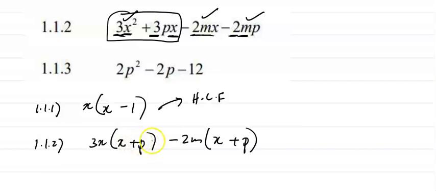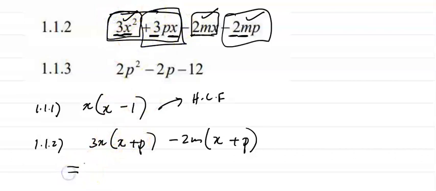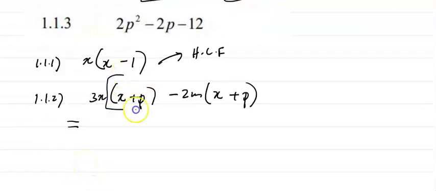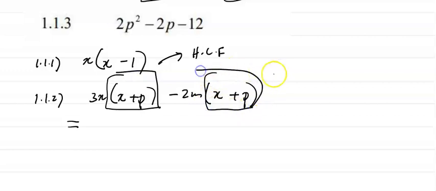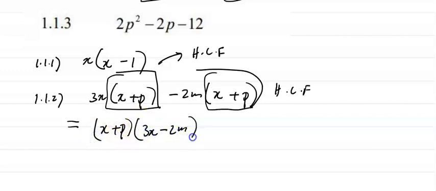So now let's double check. Minus 2m times x is minus 2mx. Minus 2m times plus p is minus 2mp. 3x times x is 3x squared. 3x times plus p is plus 3px. So now if you look carefully, you can take out this x plus p as a common factor. So once again, you did grouping in pairs. Now you're going to take out the highest common factor, right? So you take out x plus p, and what you'll be left with is 3x minus 2m. And that's it. Done. You can't factorize any further.